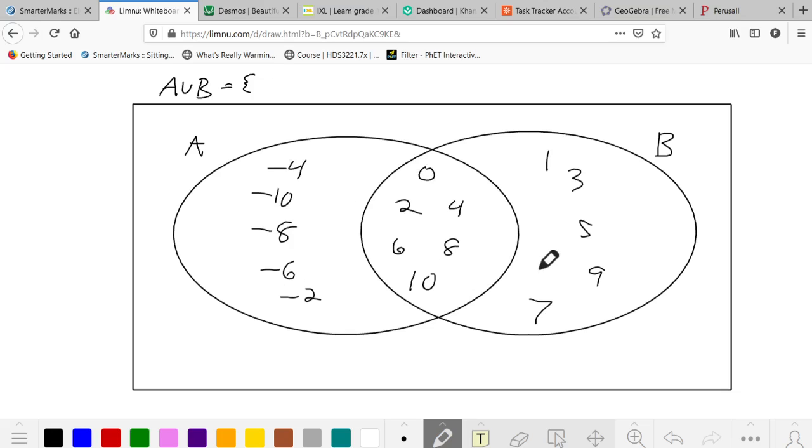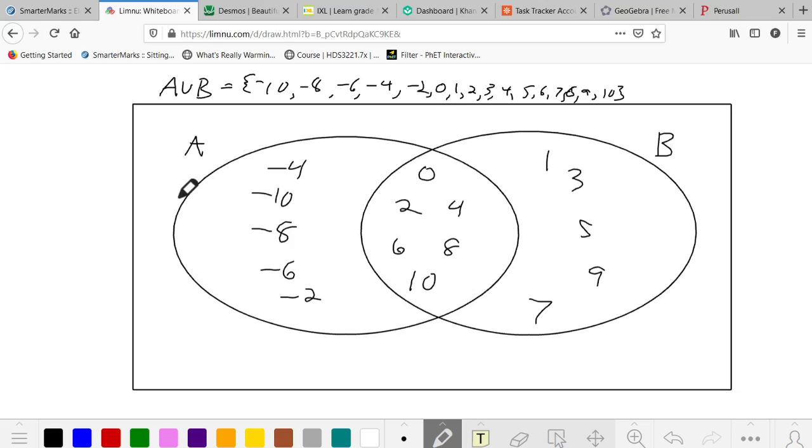Looking at A and B, B seems to be all the numbers from 0 to 10. A seems to be the even numbers from negative 10 to positive 10. So the union would be all of those. Negative 10, negative 8, negative 6, negative 4, negative 2, 0, 1, 2, 3, 4, 5, 6, 7, 8, 9, and 10.